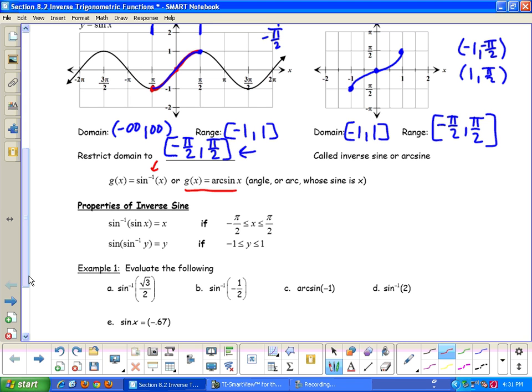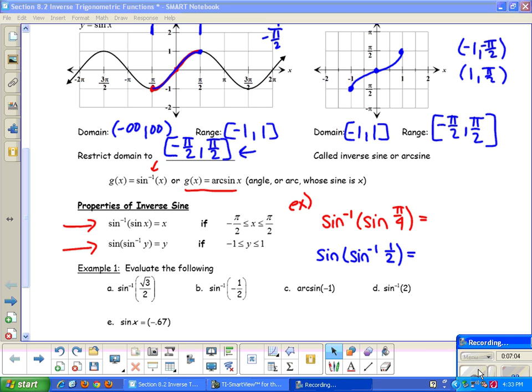So a couple properties of sine that we have for the inverse. So notice that for these properties, there's two different ones. This first one, if you have the sine inverse of the sine of x, it is equal to x if and only if x is in between negative pi over 2 and pi over 2. And the second property is if you're going to do the sine of the sine inverse of y, it equals y, only for values of y that are in between -1 and 1.